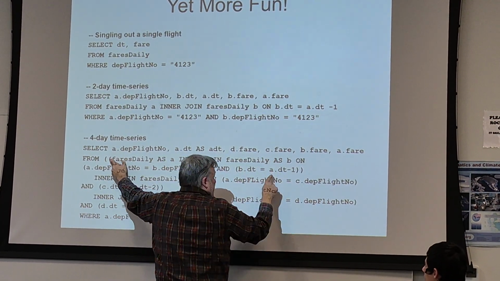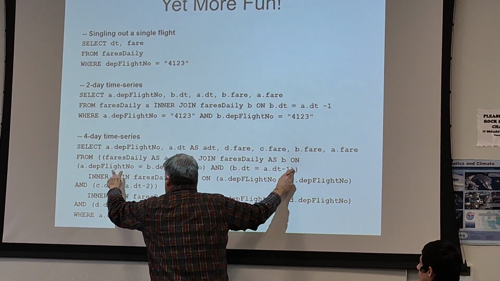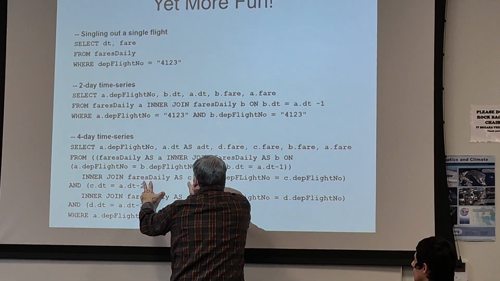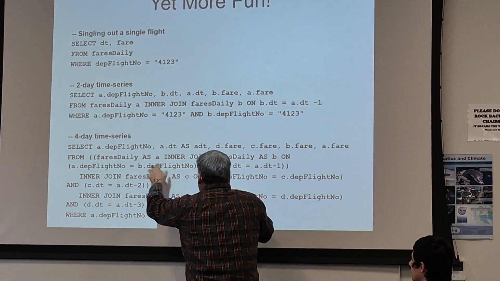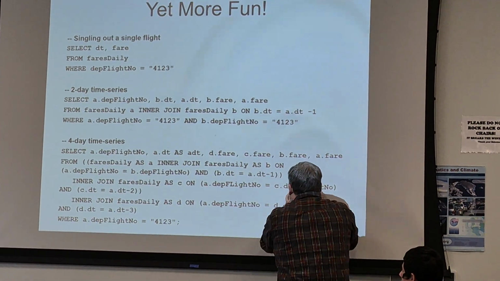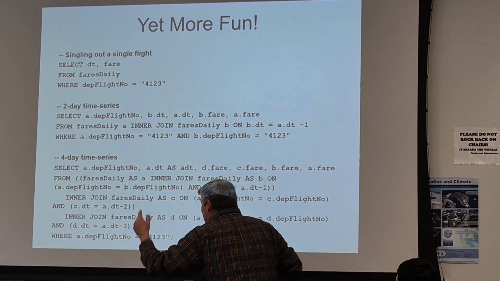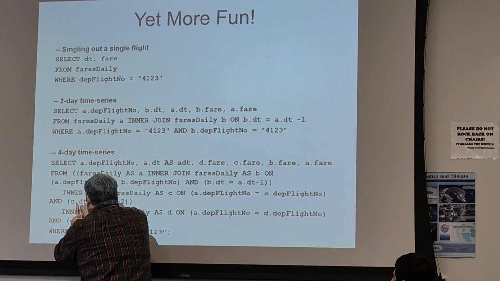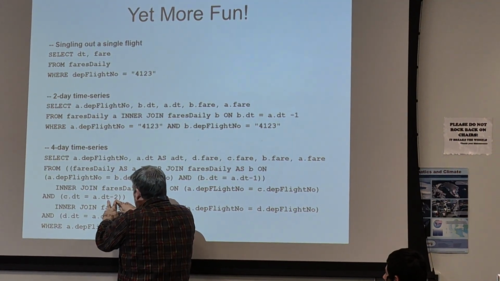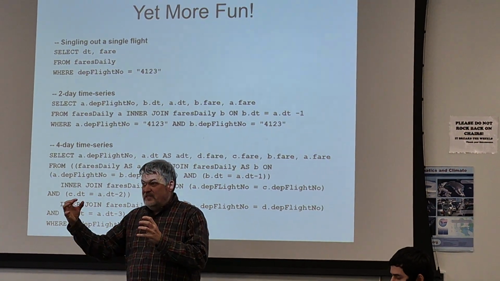And b dot date is equal to a date minus 1. Okay, I guess it goes all the way out to here. Okay. Inner join to this table another copy of Fair's Daily named C, where I know that I've got an A dot departure flight number in this table, so I'm going to match that flight number here to C dot departure flight number. So only rows that have the same flight number, and where in the C table the date value is 2 units, two integers lower than A dot date. That is 2 days previous.